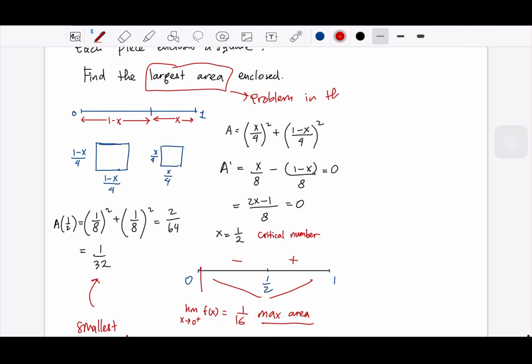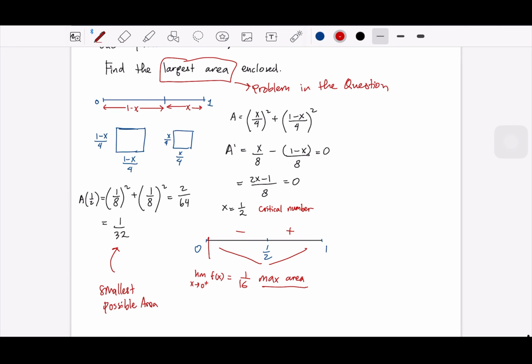Problem in the question. Okay? This is just to show you that checking this line, from what we learned before, the first derivative test, is a necessity. Okay. I think I will stop here.